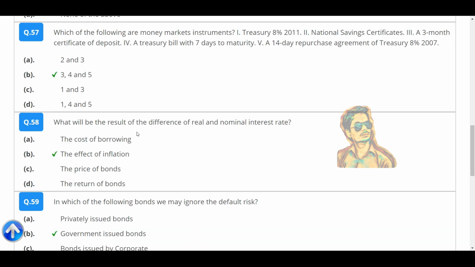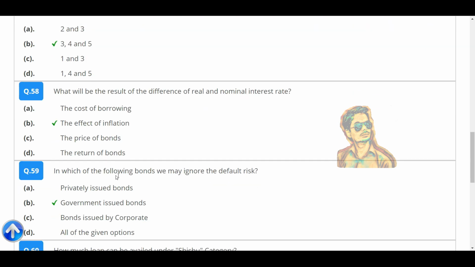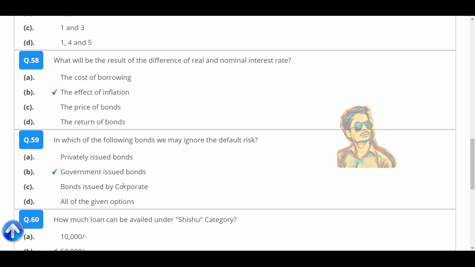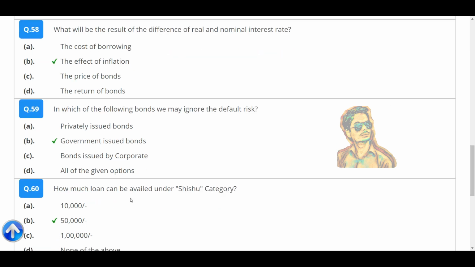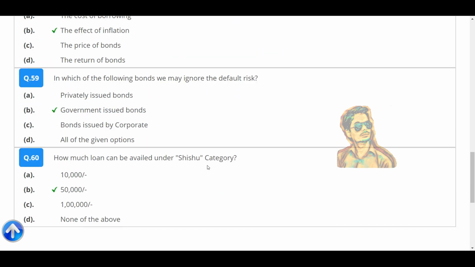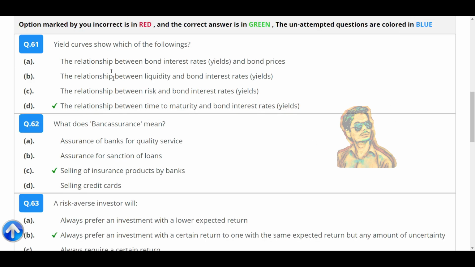What will be the result of the difference of real and nominal interest rate? The effect of inflation. In which of the following bonds may we ignore the default risk? Government issued bonds. How much loan can be availed under Shishu category? 50,000. Yield curves show which of the following: the relationship between time to maturity and bond interest rates, yields?